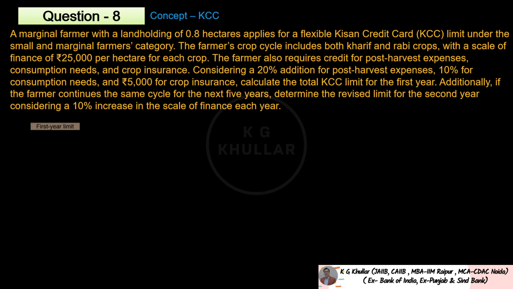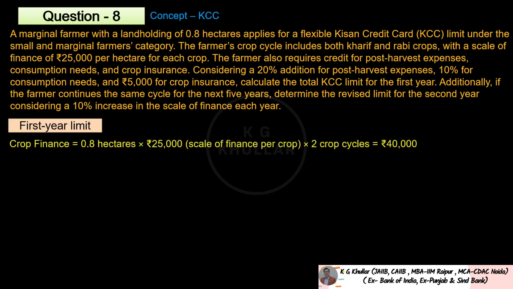So friends, the first year limit can be calculated as, that is, crop finance for the first year will be 0.8 hectares multiplied by 25,000, which is scale of finance per crop, multiplied by 2, that is 2 crop cycles. Now on solving this, you will get Rs 40,000.